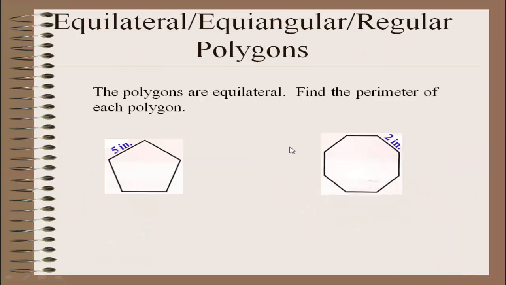Here we have an exercise. It says that the polygons are equilateral. That means all sides are equal. Find the perimeter. What is perimeter? Perimeter is the sum of all sides.